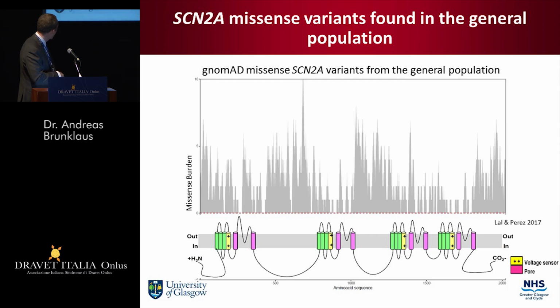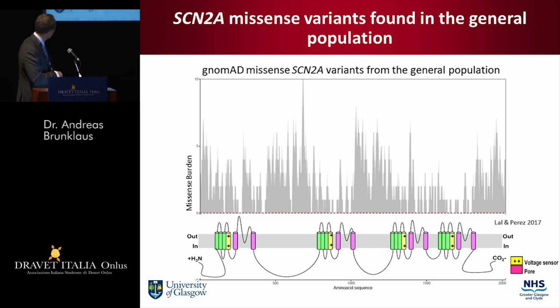And this is from amino acid 1 to about 2,000. You can see there are the 4 transmembrane domains, but you can also see there are these big intracellular loops where we think their function is really not that important.